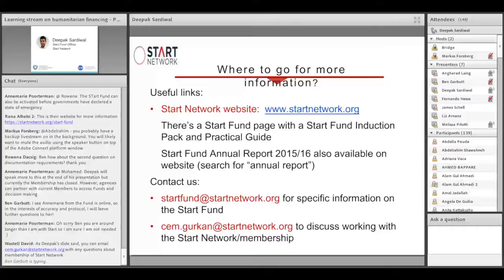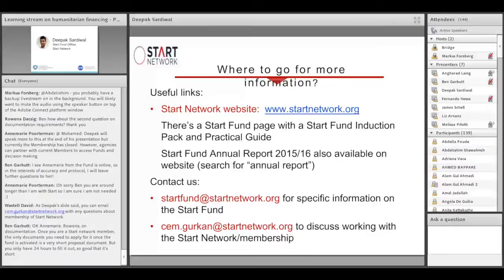So just to say, if you want any more information, the START Network website is a fantastic resource. There you will have a START Fund page with a START Fund induction pack and a practical guide, and also our annual report as well. And of course, I briefly touched upon our other work streams, START Engage, START Labs, START Response. More information on those work streams is available on the website.